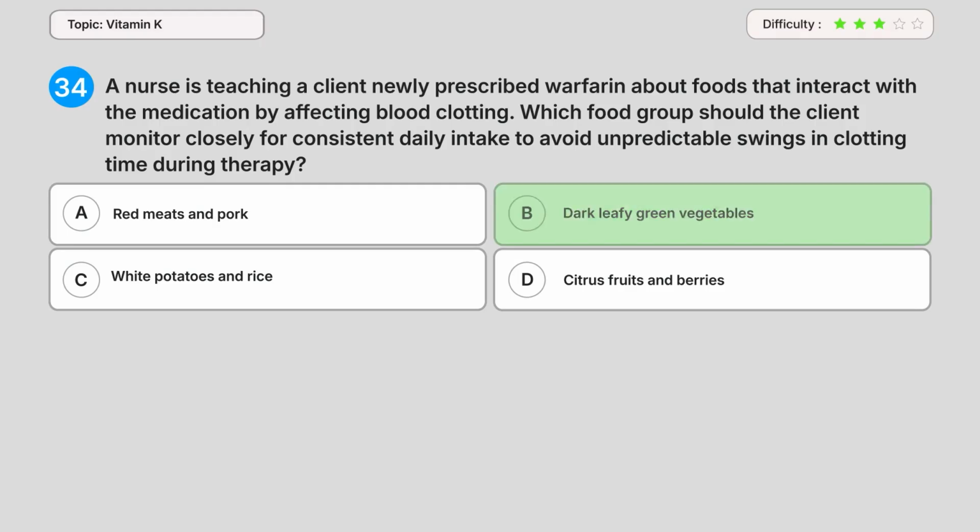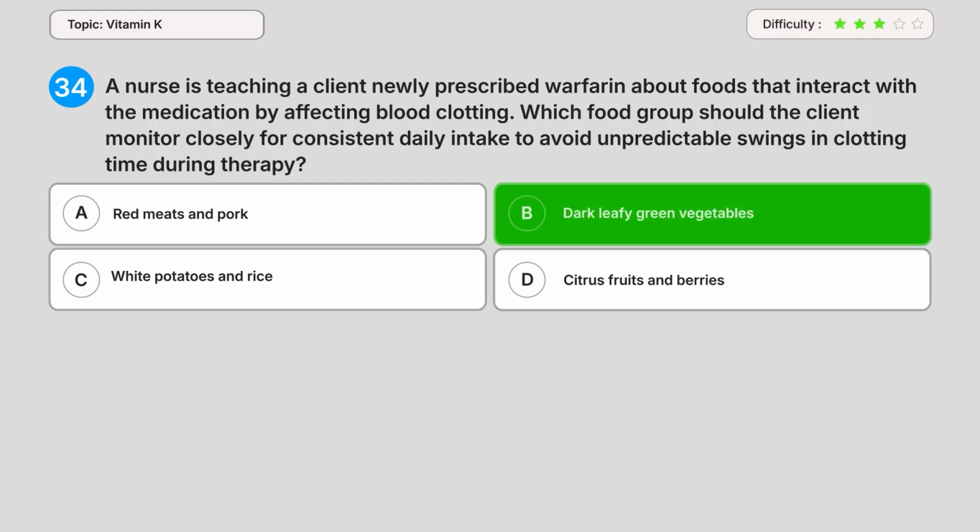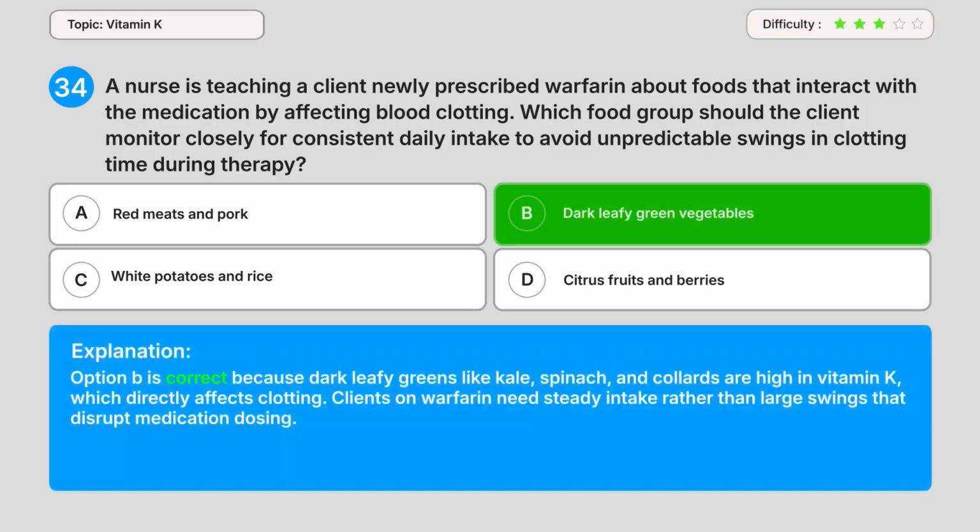Correct answer, B. Dark leafy green vegetables. Explanation: option B is correct because dark leafy greens like kale, spinach and collards are high in vitamin K, which directly affects clotting. Clients on warfarin need steady intake rather than large swings that disrupt medication dosing.